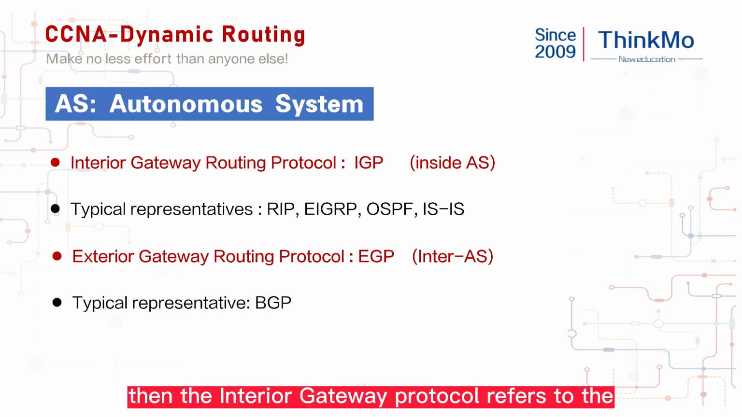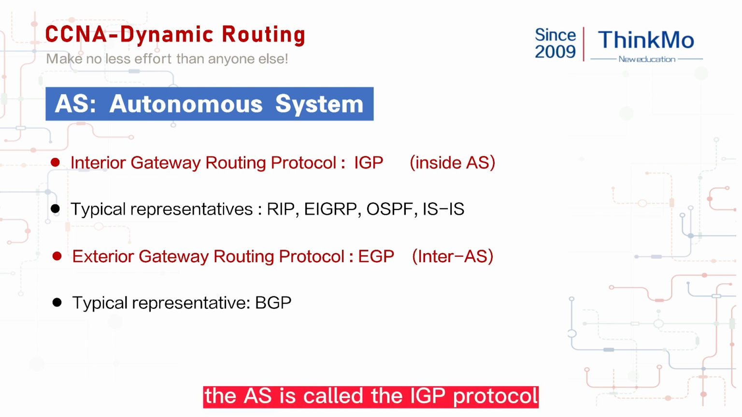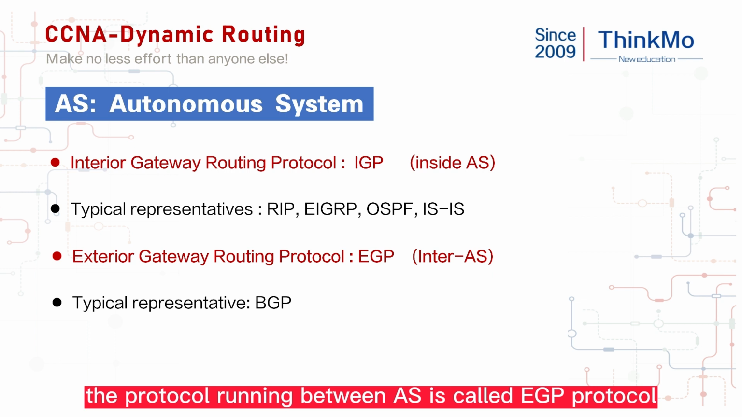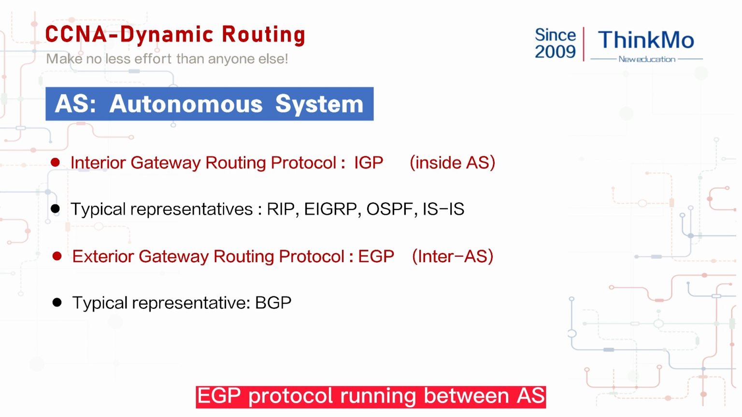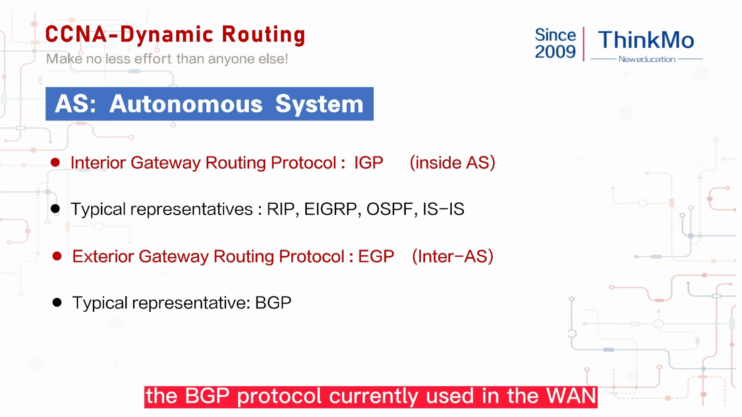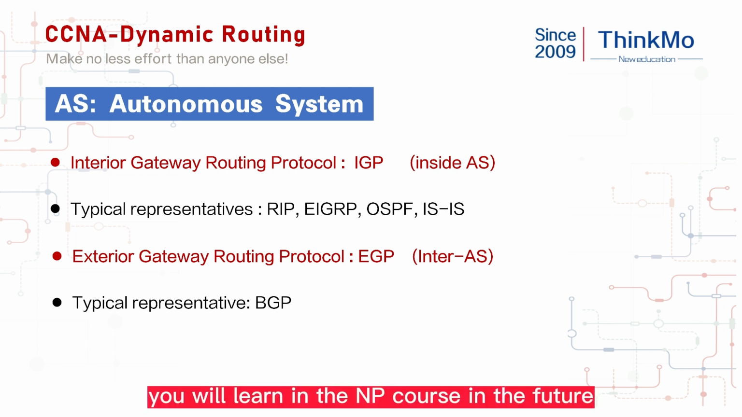Then the interior gateway protocol refers to the protocol running inside the AS, called the IGP protocol. The exterior gateway protocol refers to the protocol running between AS, called the EGP protocol. Then the typical EGP protocol running between AS is the BGP protocol currently used in the WAN. You will learn it in the NP course in the future.